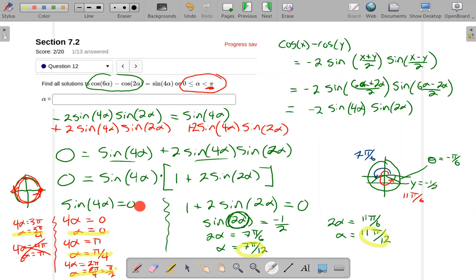Once I got there, I kind of ignored the 4 alpha for a second and just said, when is the sine equal to 0? Identified those angles, and then I applied those angles to the 4 alpha. Same thing on this side. I recognized the -1/2 on the unit circle for the sine, and then I found some angles that go with that, and then I applied the 2 alpha, and I got my solutions. And that's typically the way I attack these problems in a sequence like that.